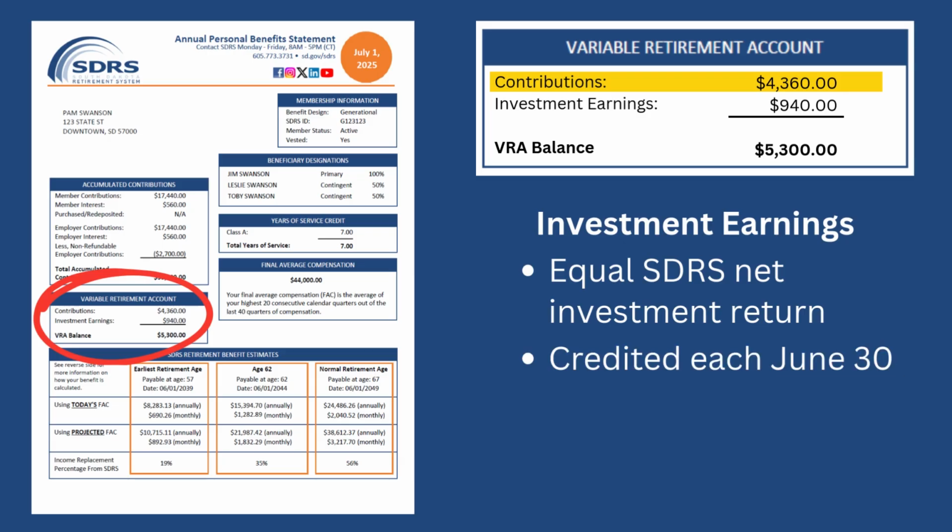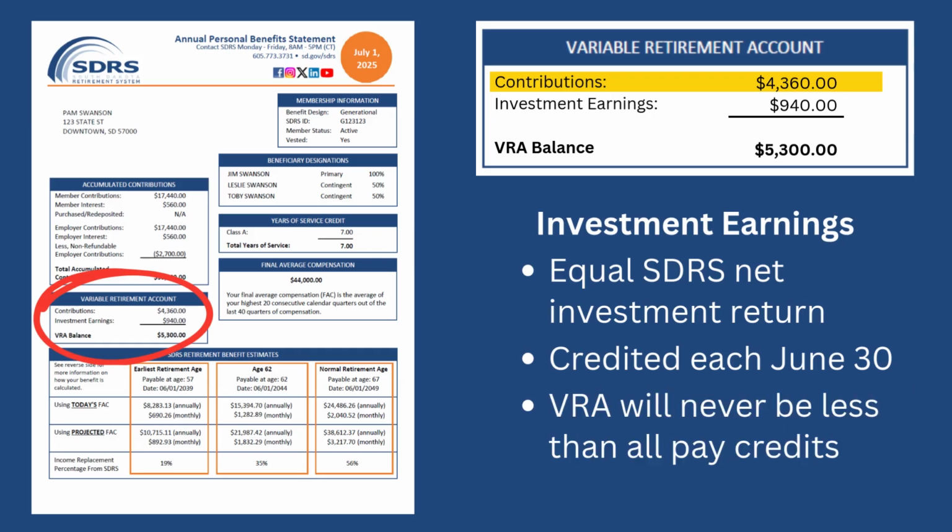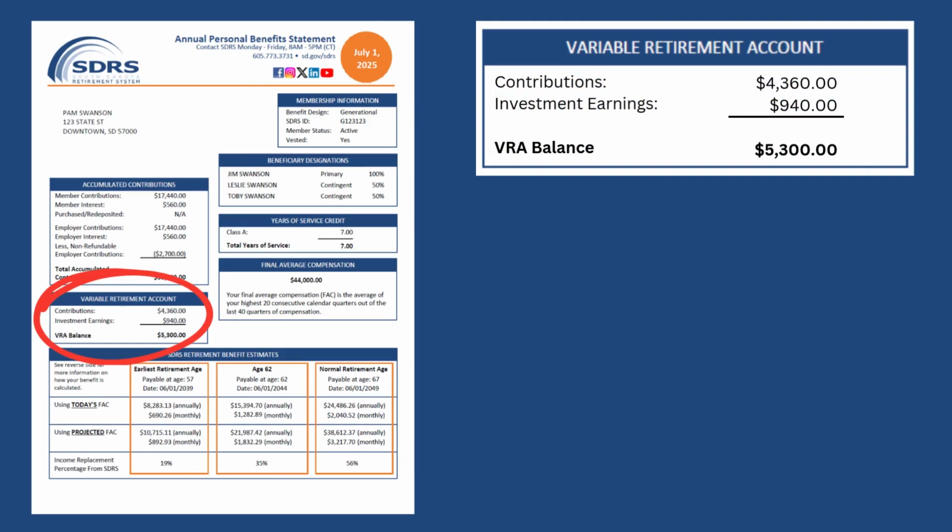Investment earnings can be positive or negative, but the VRA will never be less than the sum of all pay credits made to the account. The investment earnings on the VRA contributions for Pam are $940, making her VRA balance as of the statement date $5,300. So, how does the VRA get paid?